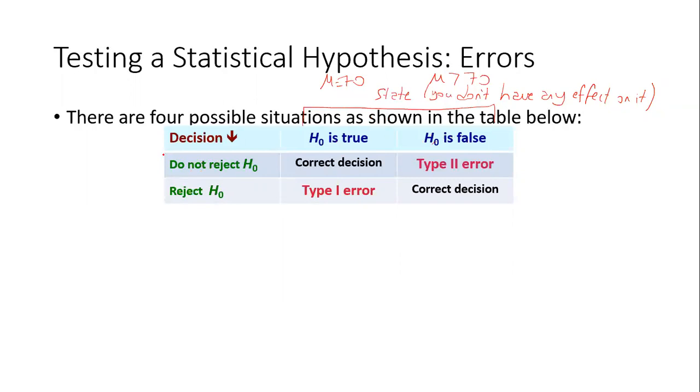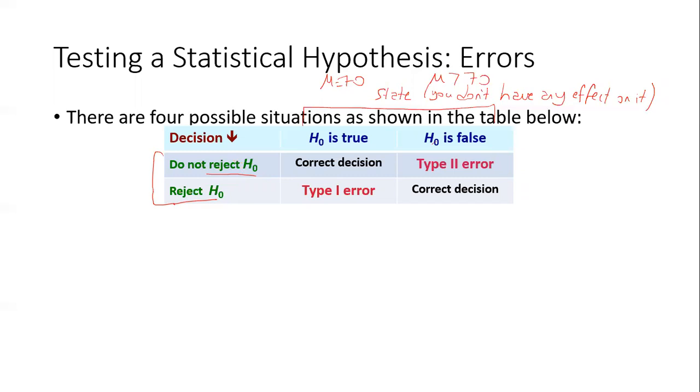But these are the decisions. This is something you decide. You may reject H0 or you may not reject H0. These are your decisions.